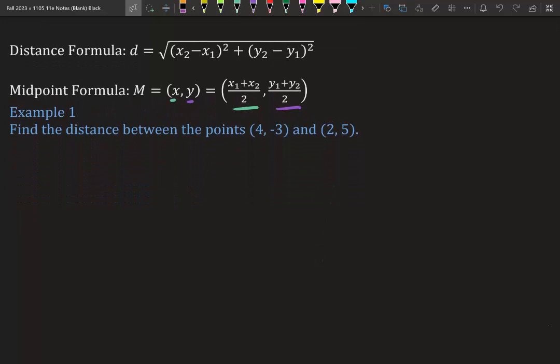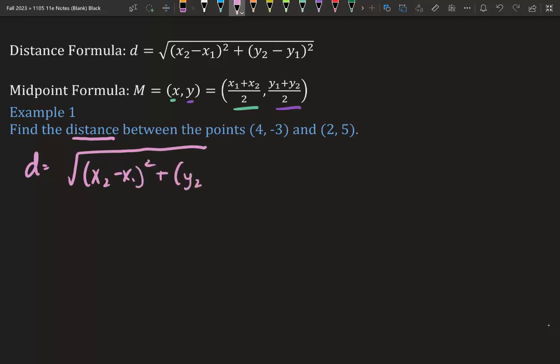Let's practice using the distance formula. Let's find the distance between the points (4, -3) and (2, 5). So anytime we're going to be using a formula, we should always write it out, because the more you write it out, the easier you're going to have it in your back pocket. You'll know it. So let's write it. And we know to use the distance formula because it says find the distance. So we need to find the distance. And that's distance equals the square root of (x2 minus x1) squared plus (y2 minus y1) squared.